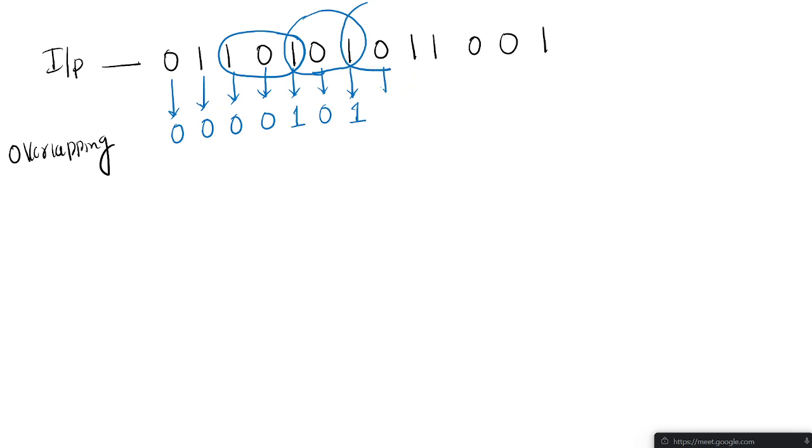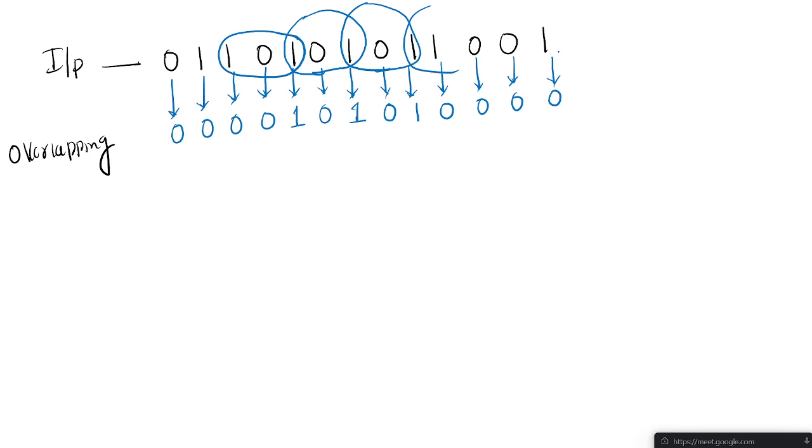So 1, 0 means what? 0 only. 1, 0, 1, 1 you got. Again this will be included. 1, 1 means 0 only. And 1, 1, 0, 0 only. Again 1, 0, 0, 0 only. And 0, 0, 1 means what? 0. So this is nothing but overlapping. Did you understand?